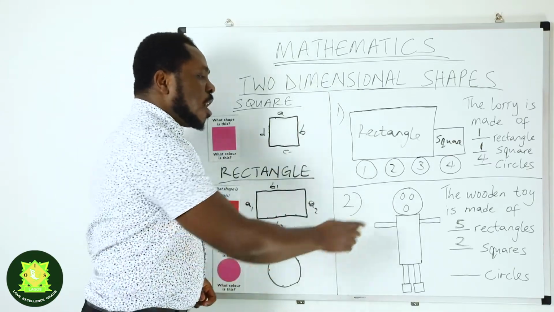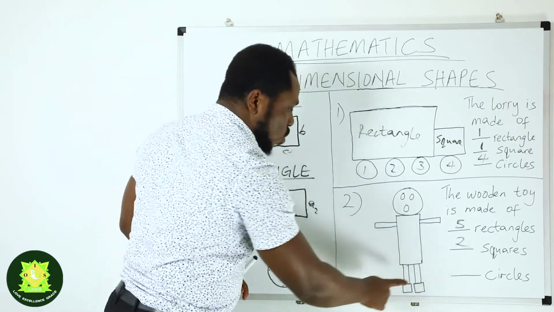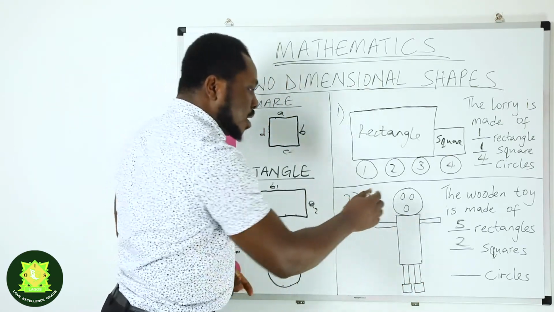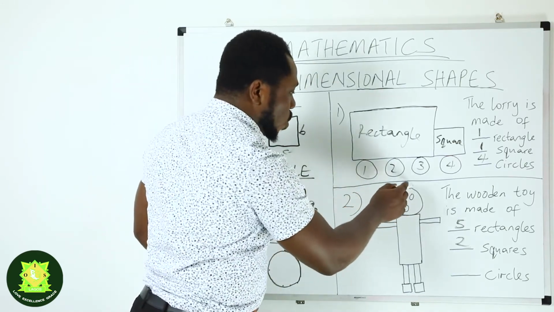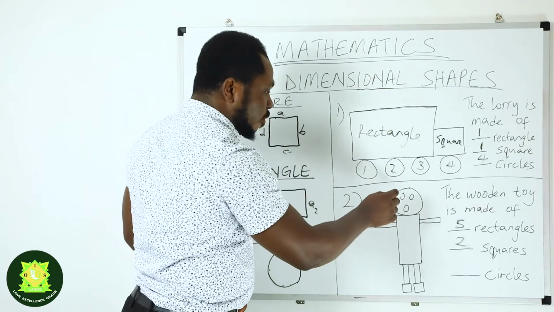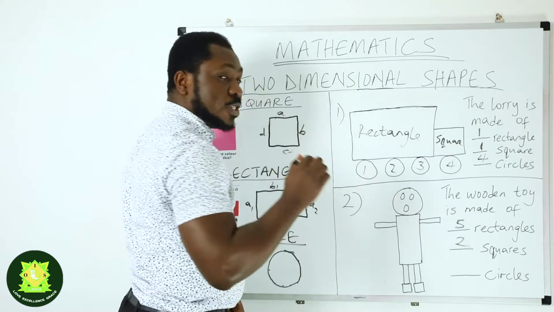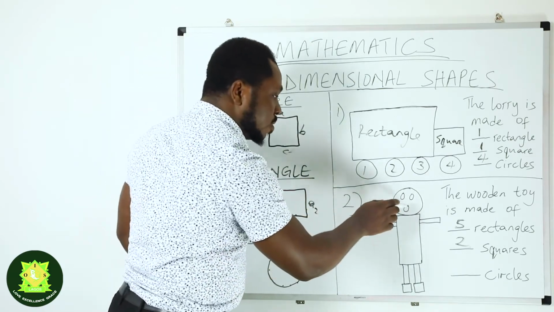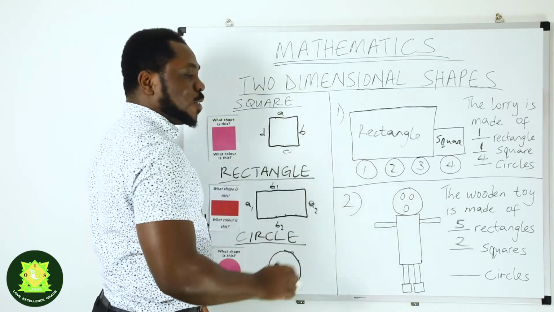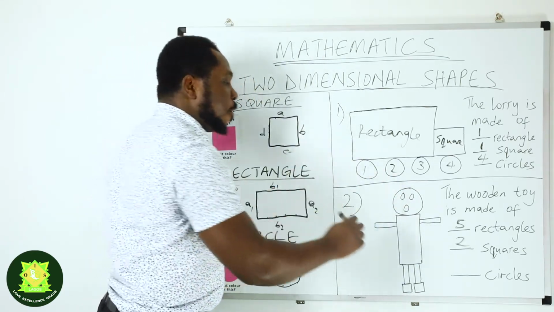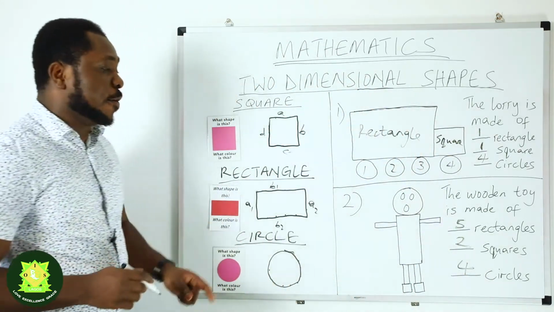So let's go to circles. How many circles can we find in the wooden toy? We've sorted out the squares, we've sorted out the rectangles. So is this a circle? Well done if you said yes, this is a circle. So we've got 1 circle, which is the head. We've also got 2 circles here, which are the eyes. And we've got 1 circle here, which is the mouth. So we've got 1, 2, 3, and 4 circles. So the wooden toy is made of 4 circles.